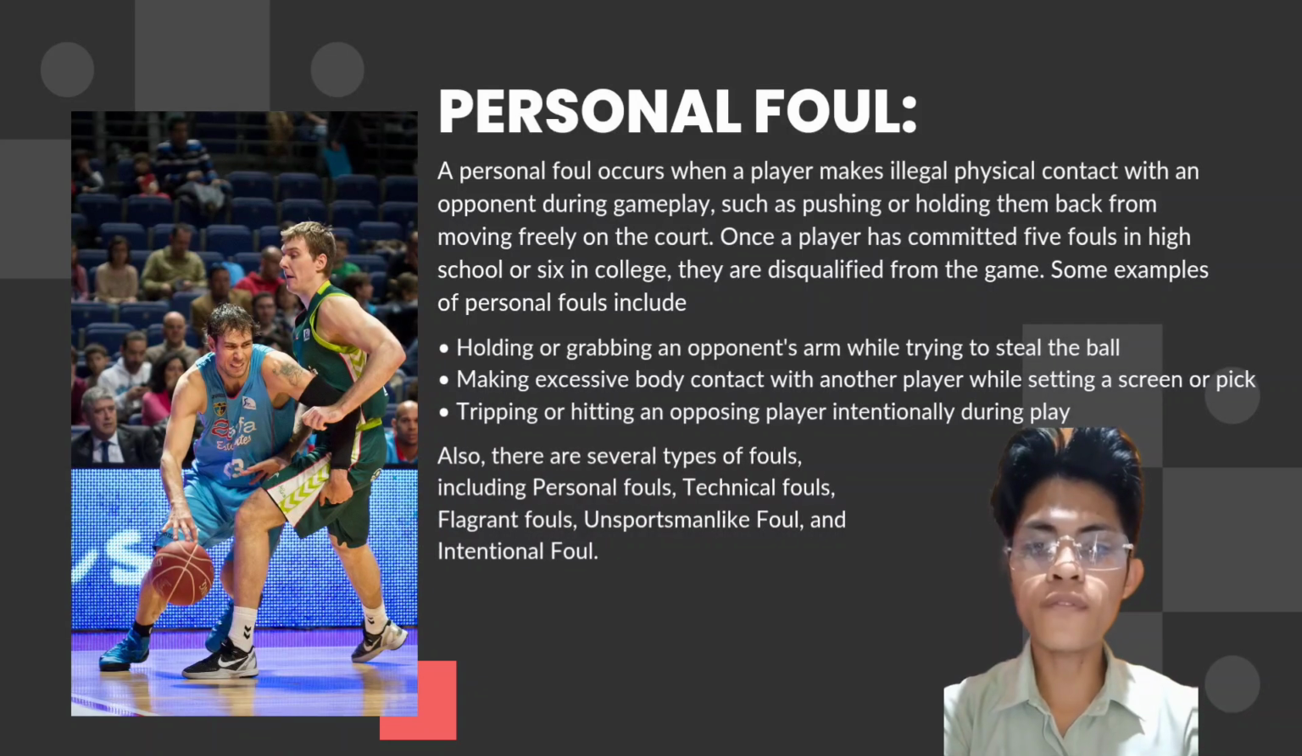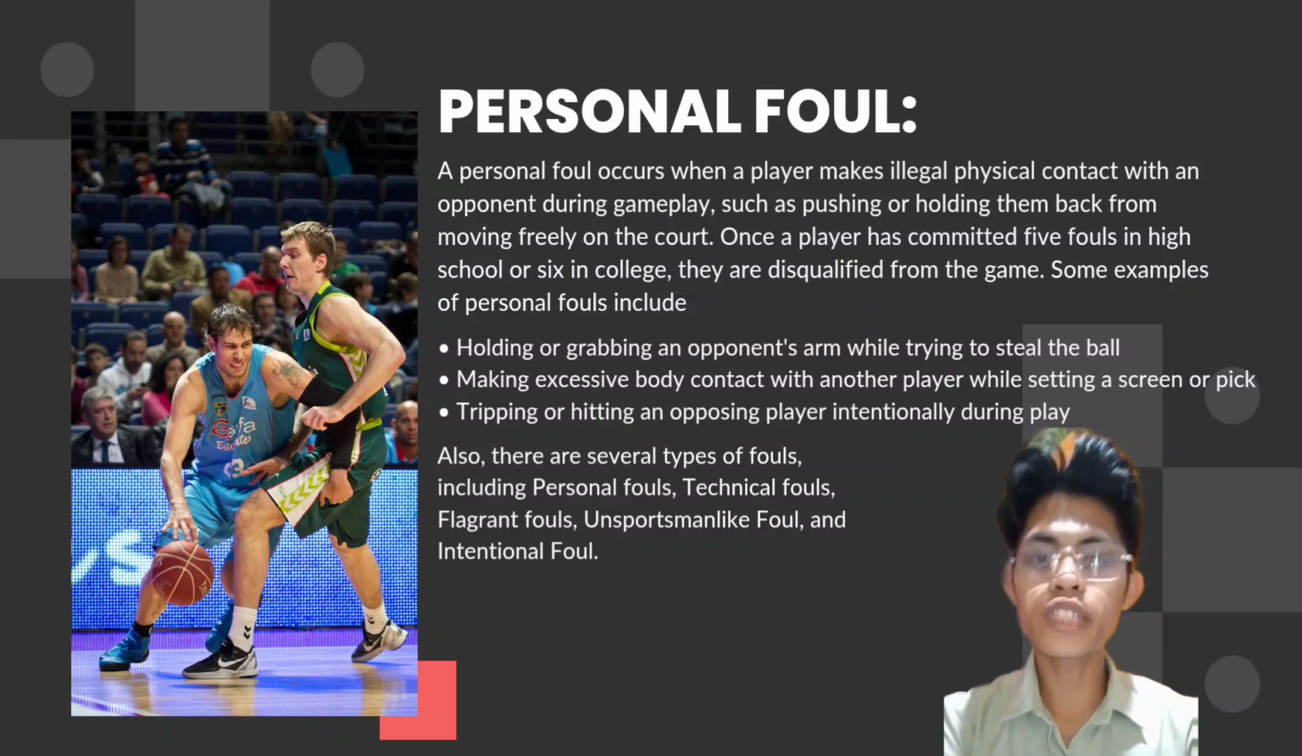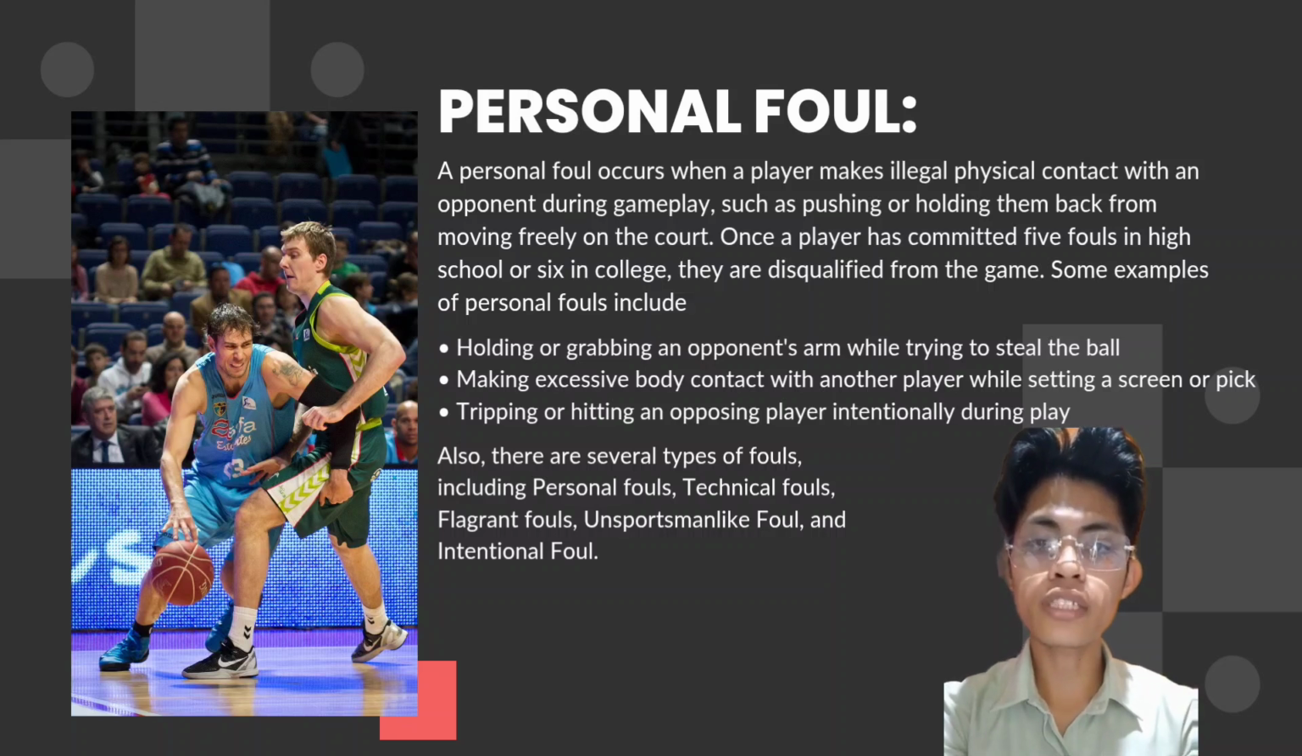Personal foul. A personal foul occurs when a player makes illegal physical contact with an opponent during gameplay, such as pushing or holding them back, moving freely on the court. Once a player has committed 5 fouls in high school or 6 in college, they are disqualified from the game. Some examples of personal fouls include holding or grabbing an opponent's arm while trying to steal the ball, making excessive body contact with another player while setting a screen or pick, and tripping or hitting an opposing player intentionally during play. Also, there are several types of fouls, including personal fouls, technical fouls, flagrant fouls, unsportsmanlike fouls, and intentional fouls.